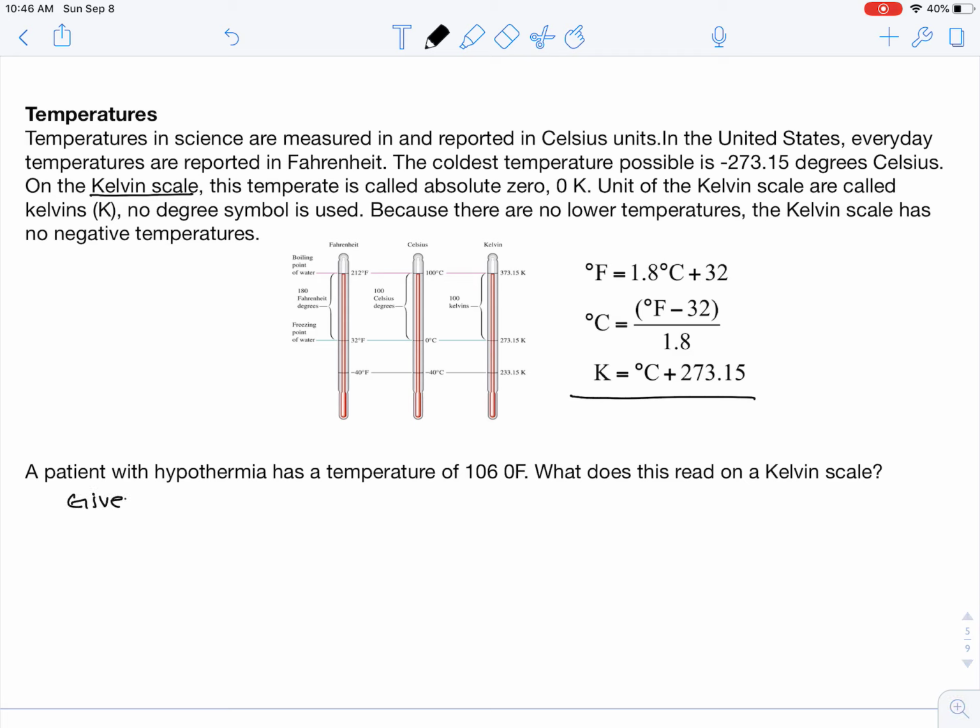So given 106 degrees Fahrenheit, I want Kelvin. Right off the bat, I'm just going to figure out what equations I have. For Kelvin, I know that Kelvin can be found by degrees Celsius plus 273.15. Well, I'm given Fahrenheit, not Celsius, so that means that I need to go to Celsius from my Fahrenheit and use the other equation.